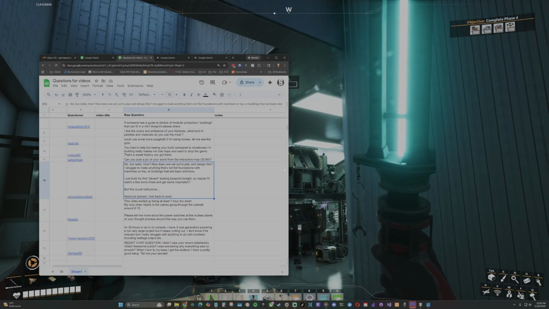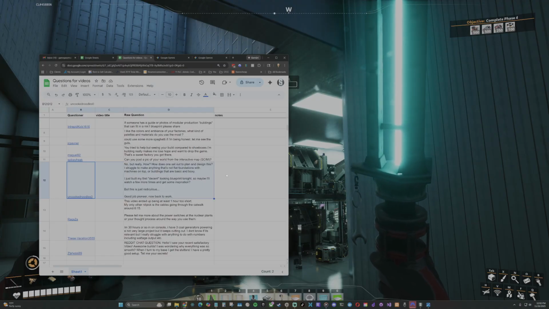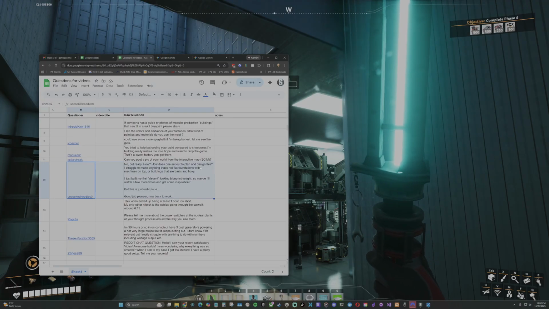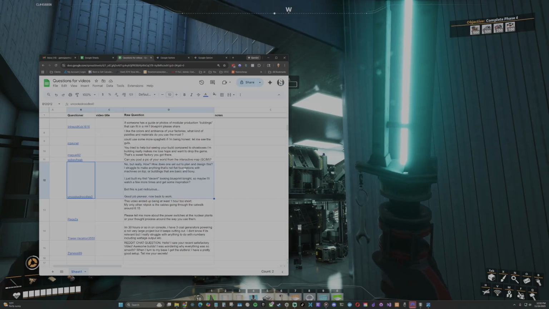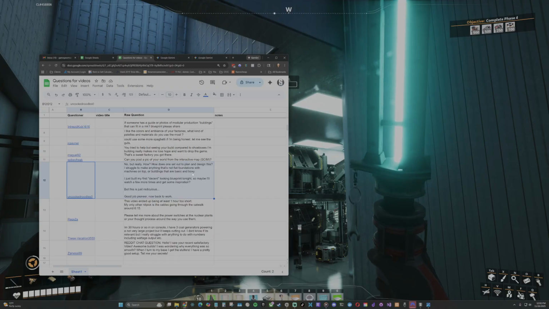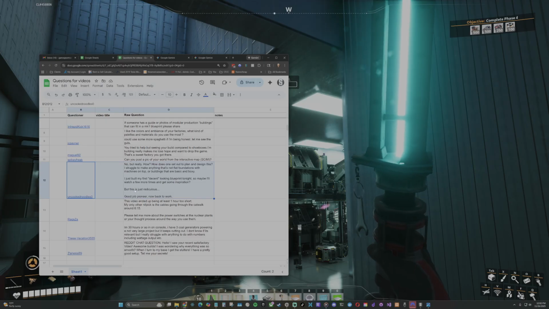Okay, so this question is for Uncooked Noodles. Here is what he or they wrote: "No, but really, how? How does one set out a plan and design this? I struggle to make anything that's not flat foundations with machines on top or buildings that are basic and boxy. I just built my first decent looking blueprint tonight, so maybe I'll watch a few more times to get some inspiration, but this is just ridiculous."